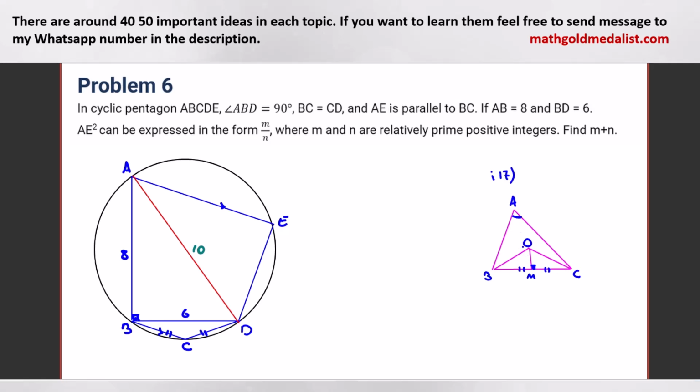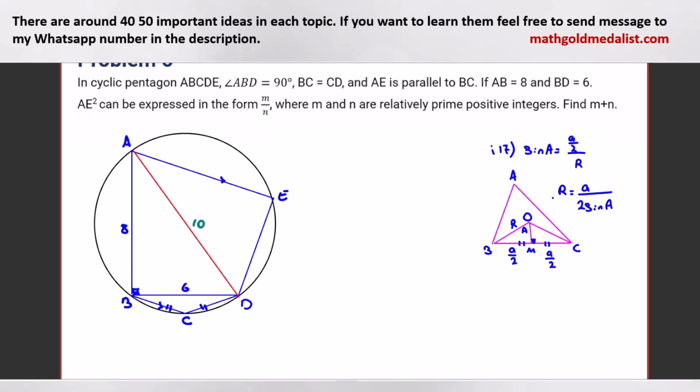And because it is an inscribed angle, the central angle is 2A, so this one is A, this is R. And you can say sine A is equal to this length, which is a over 2 because M is the midpoint, over R. Sorry, a over 2 over R. And if you rearrange this, R is a over 2 sine A, okay? This is an important formula. So we can say what here? Because it is 90, the hypotenuse is 10, so R is what? R is half of that, 5.